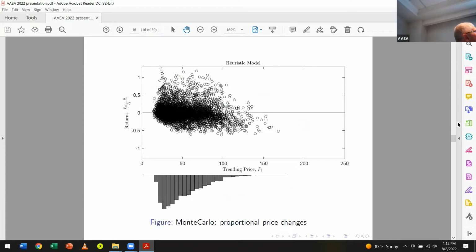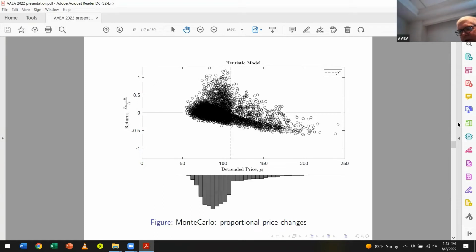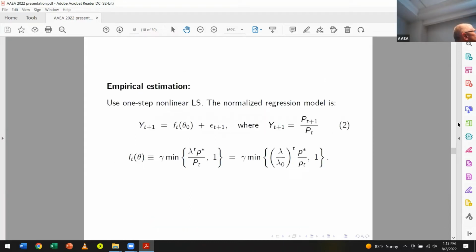Now we simulate this model. This is just a simulation using a very widely used example in this literature. This is the heuristic model, with trending price on the horizontal axis and, on the vertical axis, the return. You see a lot of variation around 0. Now, if you detrend prices, the situation changes. See? Very different. Now it looks more similar to what we saw for cotton and maize. Now we have an empirical estimation.